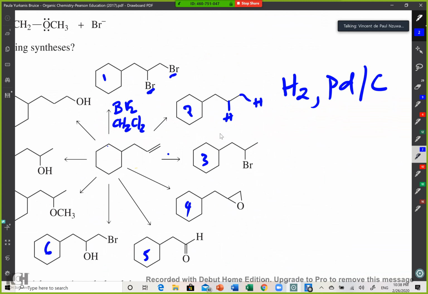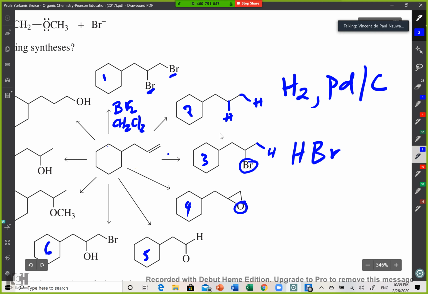Reaction number three, you need to recognize that we are adding a bromine and we are also adding a hydrogen. Do you see that? And the hydrogen is not shown. So the only thing you need here will be HBr. Okay.